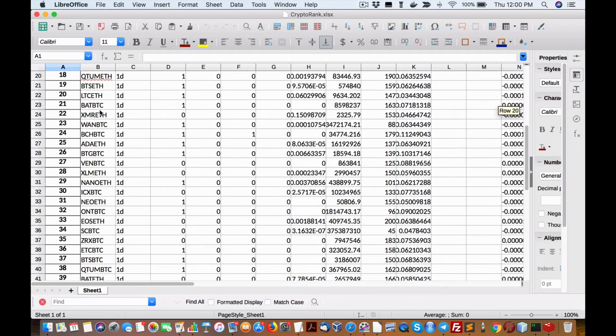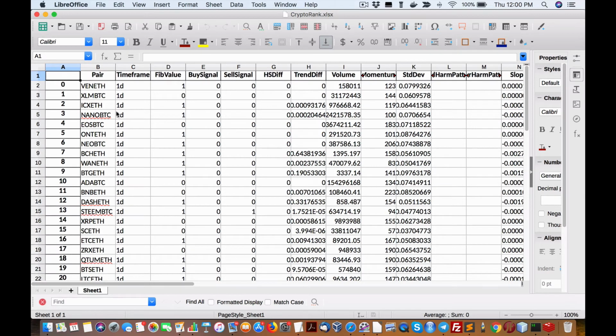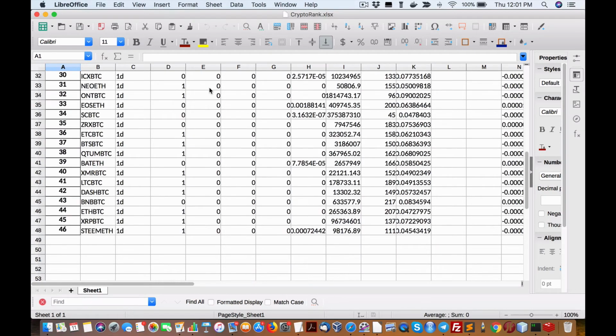So what we have here is these are the latest times. This is a daily analysis, so it's long term. That's what the 1D stands for, time frame 1D. We have a fib value, which I'll show you in the charts when we go through the Word documents. Are they within value of these pairs? So are they valuable historically? Obviously, we also have a buy signal column.